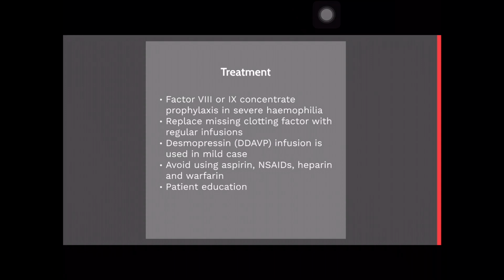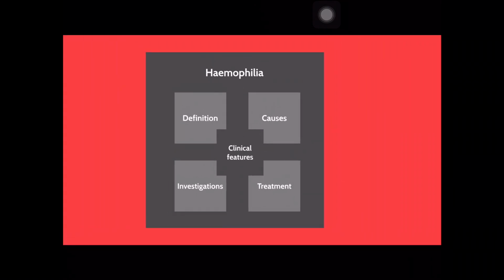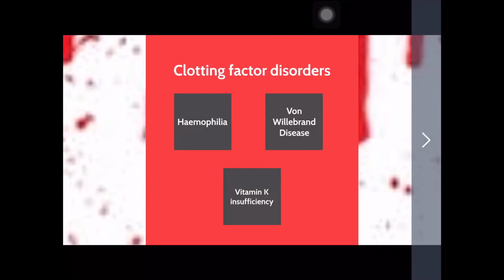Desmopressin infusion may allow mild hemophilia A to be managed without the use of blood products. It is given by infusion and it stimulates endogenous release of factor 8C and von Willebrand factor. Adequate levels can be achieved to enable minor surgery and dental extraction to be undertaken. However, desmopressin infusion is ineffective in hemophilia B. Moreover, intramuscular injection of aspirin and non-steroidal anti-inflammatory drugs (NSAID) should be avoided in all patients with hemophilia. That is all for hemophilia, and I would like to move on to von Willebrand disease.